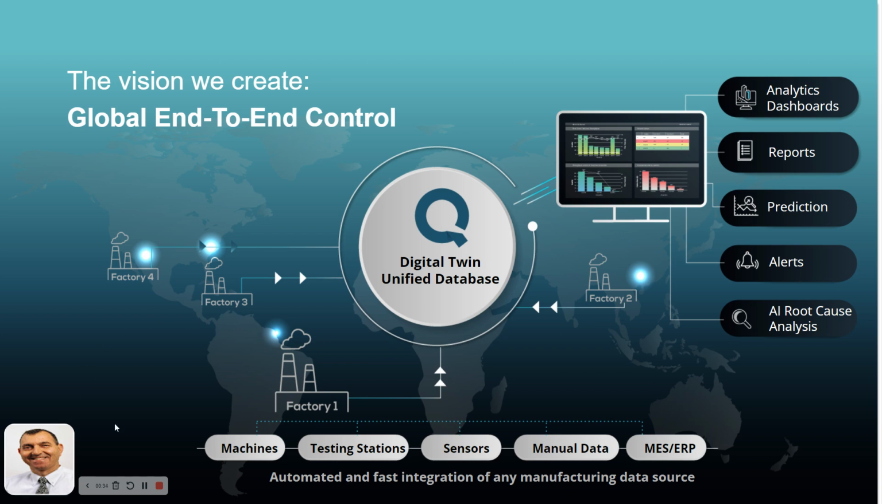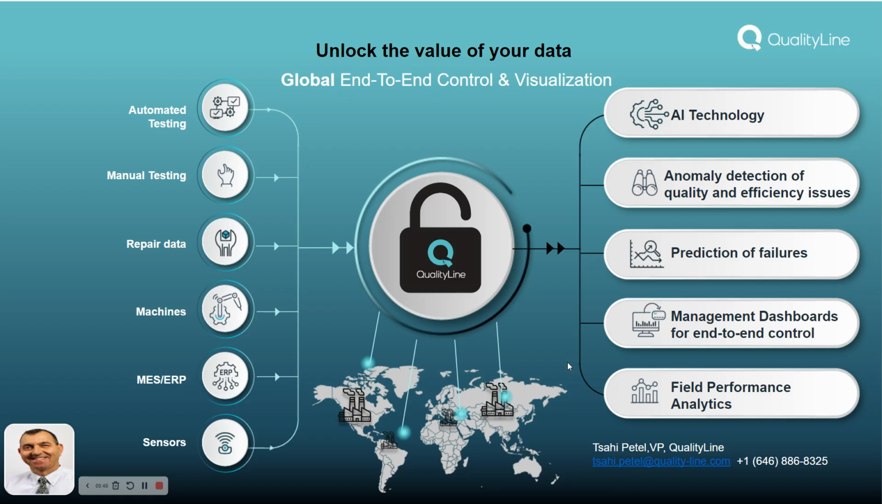The entire data needs to be collected in real time and unified into a digital twin database. Then we can create very effective analytics to provide us with the ability to maximize our yield and efficiency in the manufacturing. So data needs to be collected from every data source.